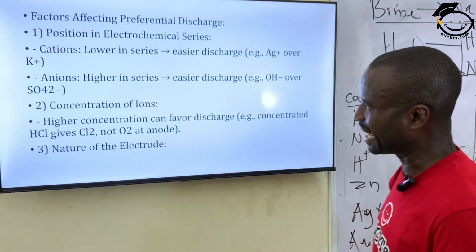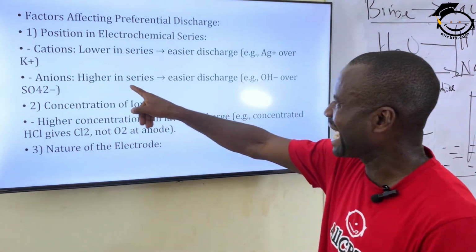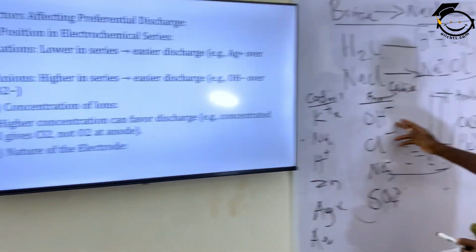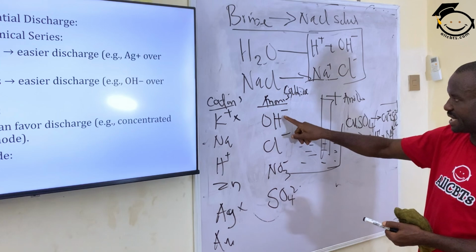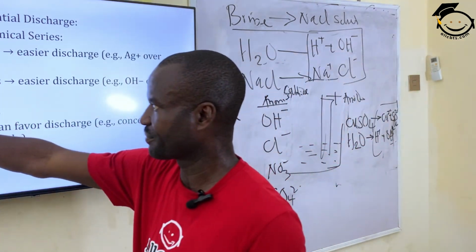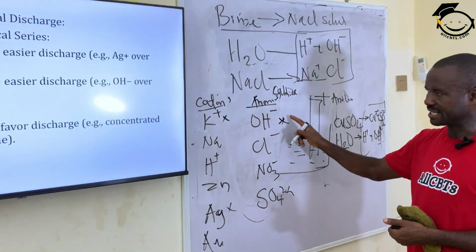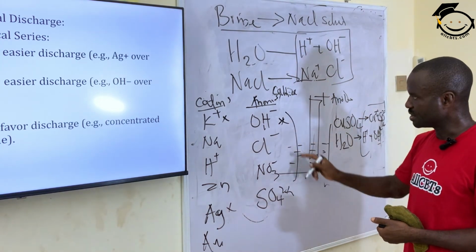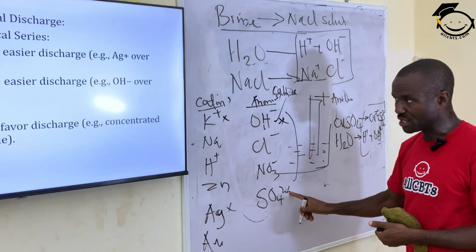How about the anions? The reverse is the case. Anions that are higher in the series are easily discharged. When we have hydroxyl ion and sulfate, which one is higher? OH is higher. When these two are competing, automatically the hydroxyl ion will be discharged, while the sulfate will stay in the solution.